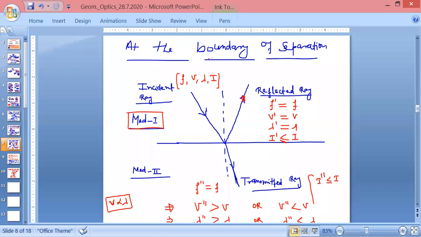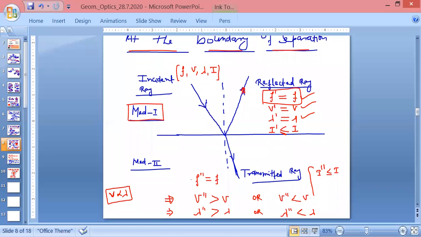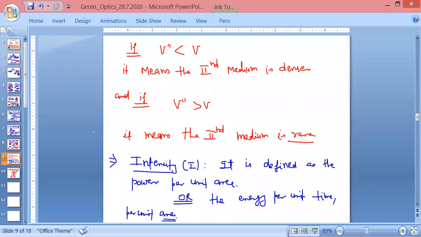Okay, and we see the boundaries of separation. At the boundaries of separation, what happens? The reflected ray has the same frequency, same velocity, same wavelength, because the medium is not changed and frequency is a source parameter. Source doesn't change, medium doesn't change the frequency. But in case of the second medium, you see wavelength and velocity change accordingly. Then we have seen what is denser medium, what is rarer medium, and we have also seen the definition of intensity. It is defined as the power per unit area, or the energy per unit time per unit area received by any surface.